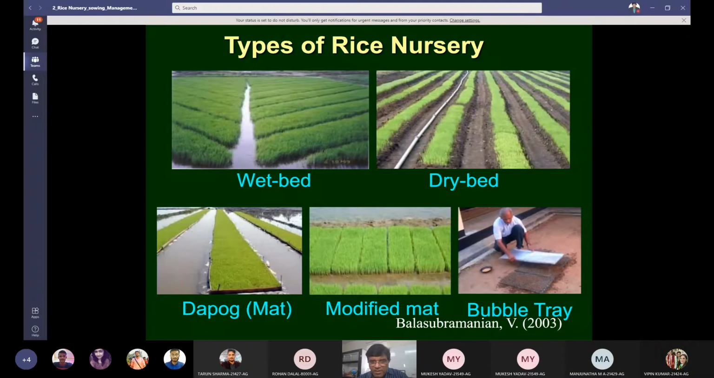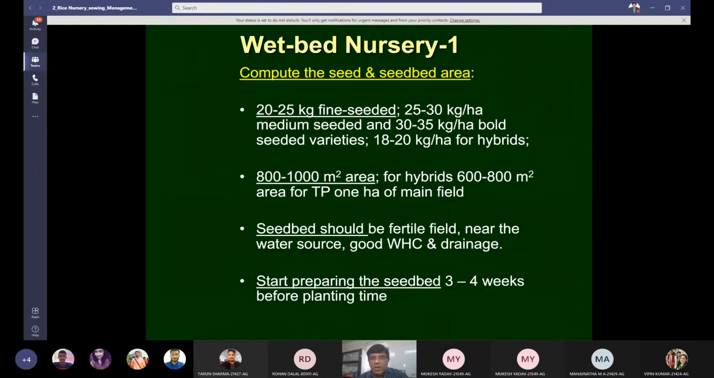So overall, there are five methods of preparing nursery, and there may be many more modifications of these methods depending upon your soil and climatic conditions and interest of the farmers. So now we start with wet bed nursery method, and this is the most common method for growing rice nurseries.